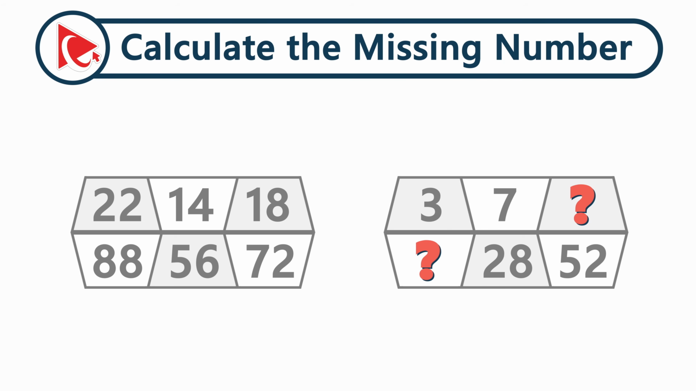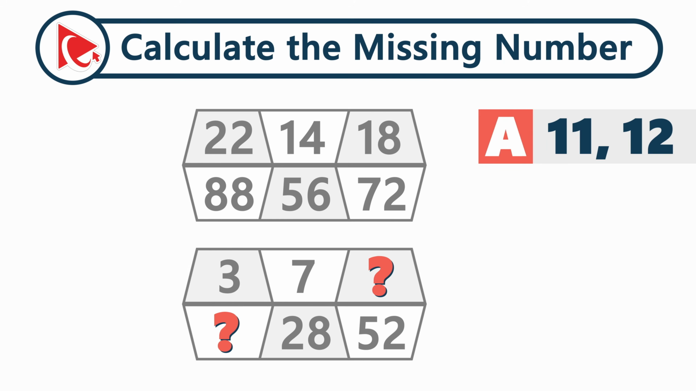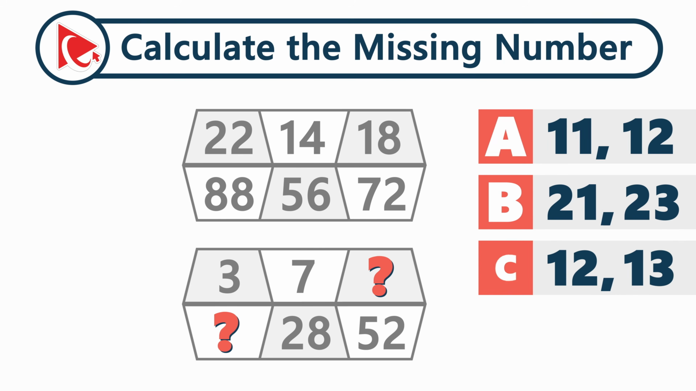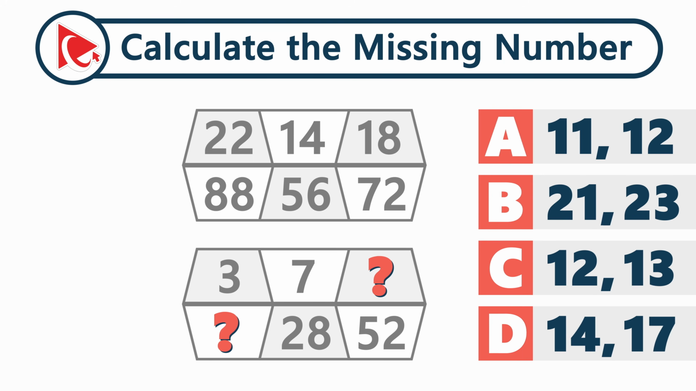To be successful in your treasure hunt, you need to calculate both missing numbers and select your answer out of 4 possible choices. Choice A, 11 and 12. Choice B, 21 and 23. Choice C, 12 and 13. And last but not least, choice D, 14 and 17.